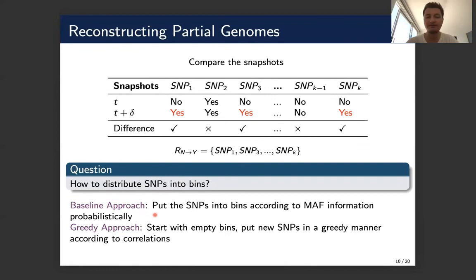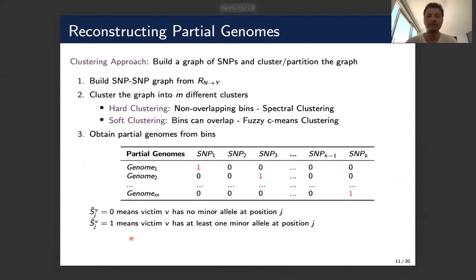In the next approach, we use a greedy approach, where we start with empty clusters and put the SNPs into the clusters in a greedy manner according to the correlations between these SNPs. But again, this algorithm has the problem of cluster initialization and does not perform that well. Our choice is the clustering approach, where we build an SNP graph from these no-yes response sets. In that graph, nodes are the SNPs and edges are the correlations between these SNPs.